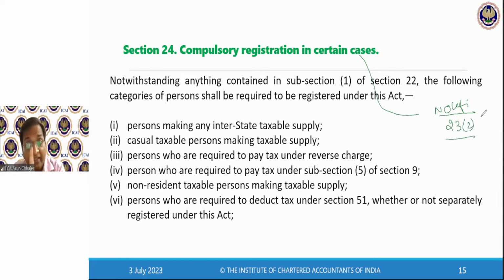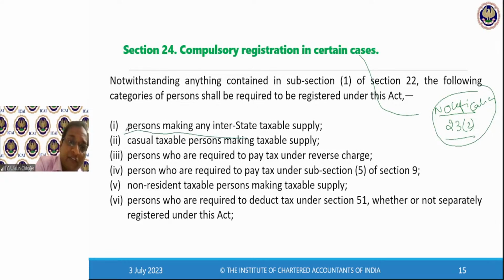एक better interlinking बता रहा हूं, एक बार देखिएगा. Section 24 has to be read with all the notifications issued by using the power of 23(2). Why I am saying so? If I read the first clause, it appears that if I am making the interstate supply, whether it is goods or services, I have to take mandatory registration. Goods और services specific नहीं हैं, इसका मतलब both are covered.